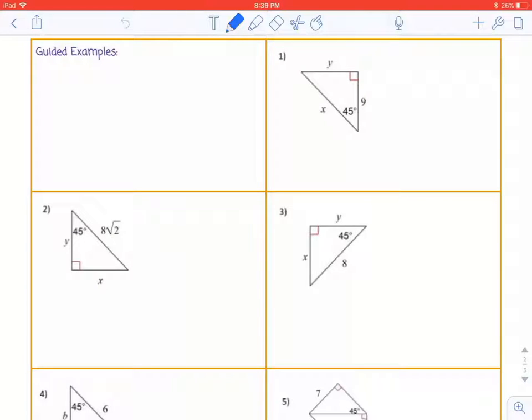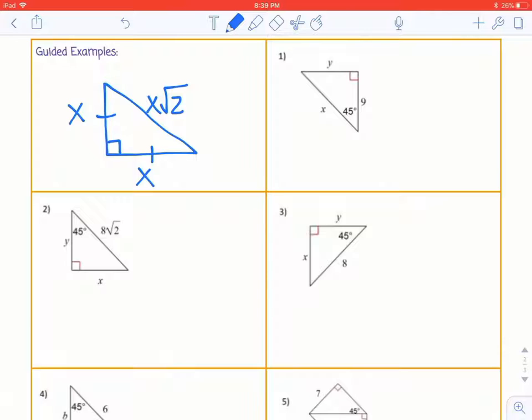Let's take a look at some examples of 45, 45, 90 triangles. So let's review that a 45, 45, 90 triangle has sides that are equal length. So we call those x. And then the hypotenuse is always equal to the leg length times the square root of 2. So we'll call that x square root 2. And that's the pattern the sides will always follow.